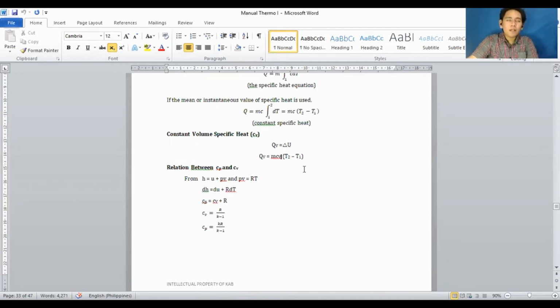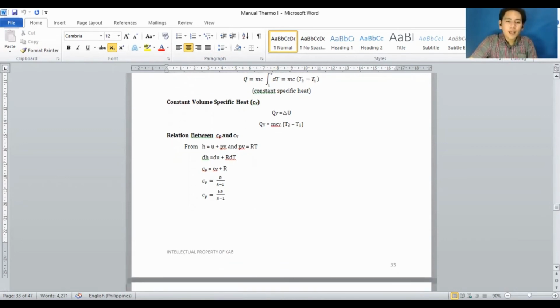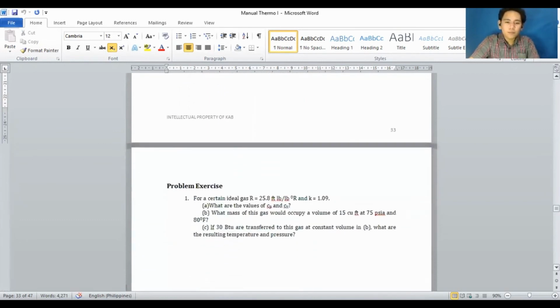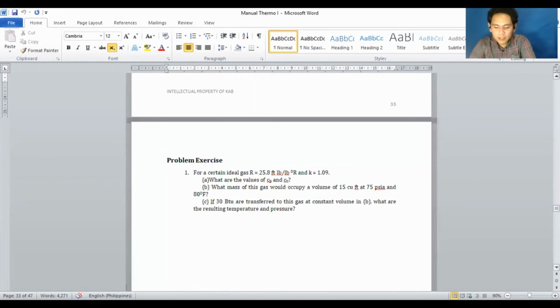For example, if the problem does not give a CP or CV, then you understand it as at standard condition. At standard condition, the CP and CV would be those of air. So your CP and CV of air must be known. You have to know the CP and CV for air. Now, for better understanding, problem exercise number 1: for a certain ideal gas, where R is 25.8 and K is 1.04, what are the values of CP and CV?